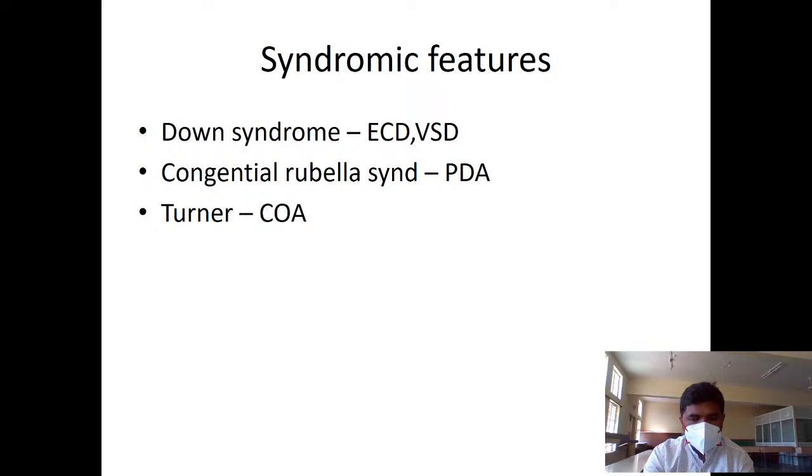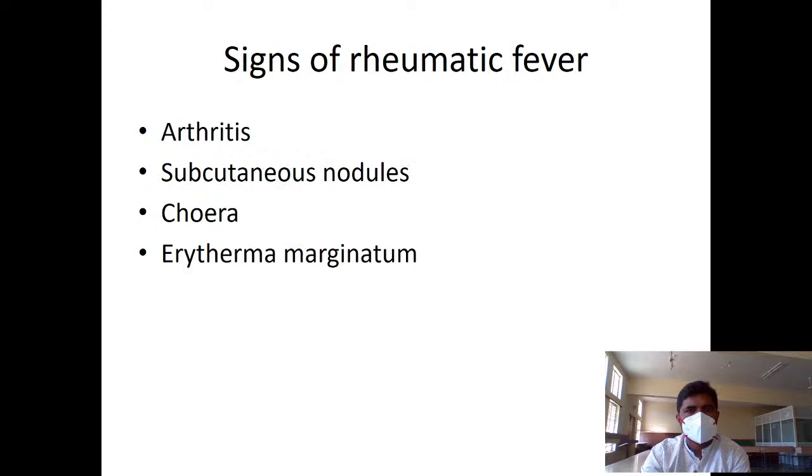Then, as we have discussed, the facial features. You should look for syndromic features. Down syndrome associations are endocardial cushion defects and VSDs. Not all Down syndrome children will have endocardial defects and VSDs, but the majority will have ASDs and VSDs. Congenital rubella syndrome is associated with PDA, and Turner syndrome with coarctation of the aorta. So syndromic features you need to see, and then signs of acute rheumatic fever.